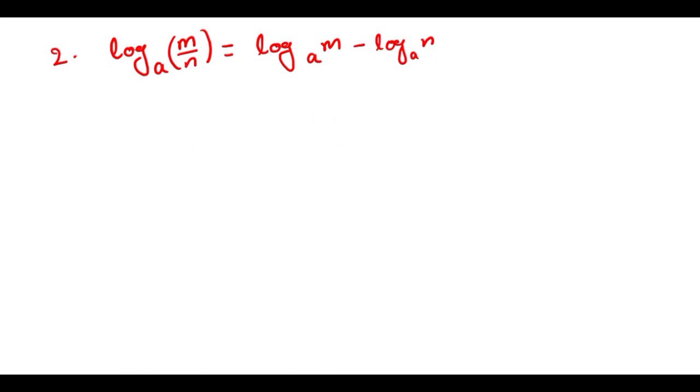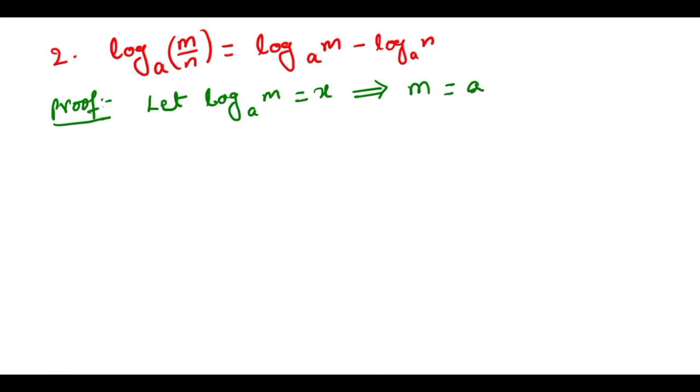Like in the previous one, how we discussed in the previous one with the same model, so in the proof we take, as usual, let log m base a is equal to x. So from this I am going to write it in exponent form, right? How to write exponent form? That is m is equal to a to the power of x. Take this one as condition number 1.